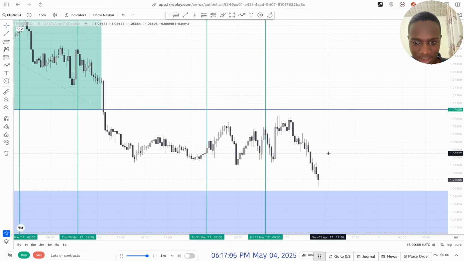Let's mark up the important times. Monday at 2 and at 9:30. Great. The market has started to push a bit higher according to our daily analysis. Alright, time frame analysis.